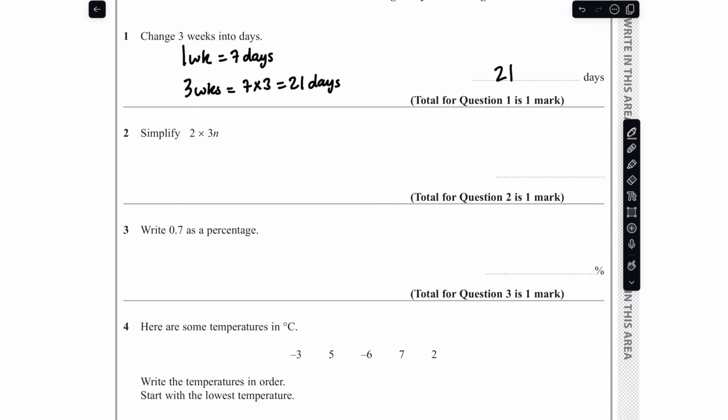In the second question, we are told to simplify 2 times 3n. So 2 times 3 gives us 6, and all you have to do is add the n onto the end, so your final answer is 6n.